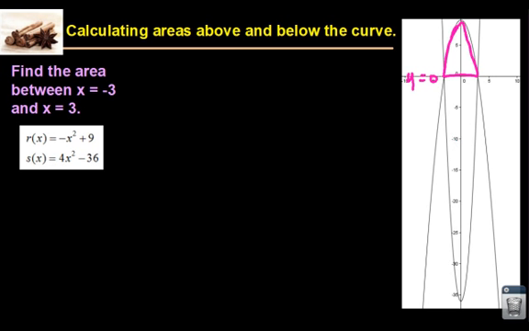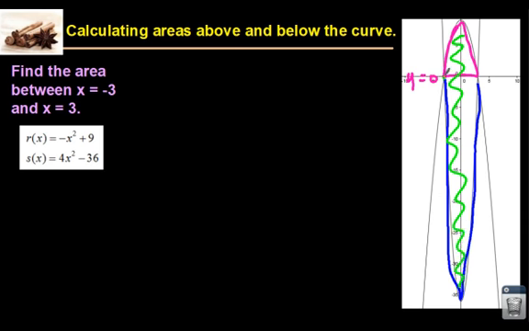So we have to do it in two pieces. So we're going to do the pink piece first, and then, pretend this is on the line, this blue piece. Because the problem says find the area between negative 3 and positive 3, so that means this whole thing.